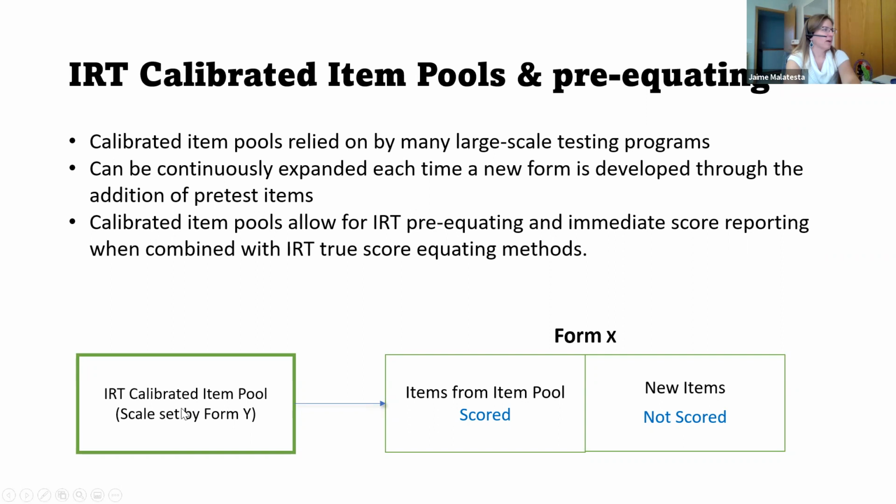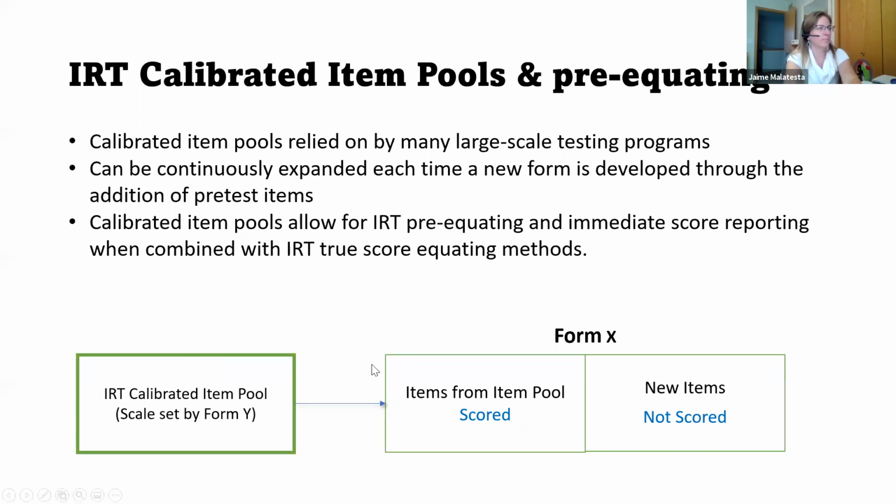So here we have an IRT calibrated item pool on the left, where the scale is set by form Y, meaning that form Y was the old form, the first form that was given for this testing program, and it kind of sets the scale. So everything is placed on the scale of form Y for this item pool example.